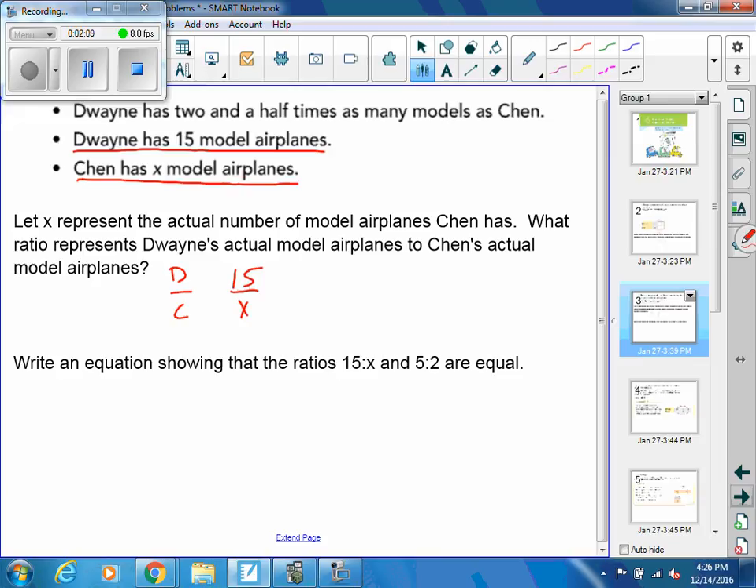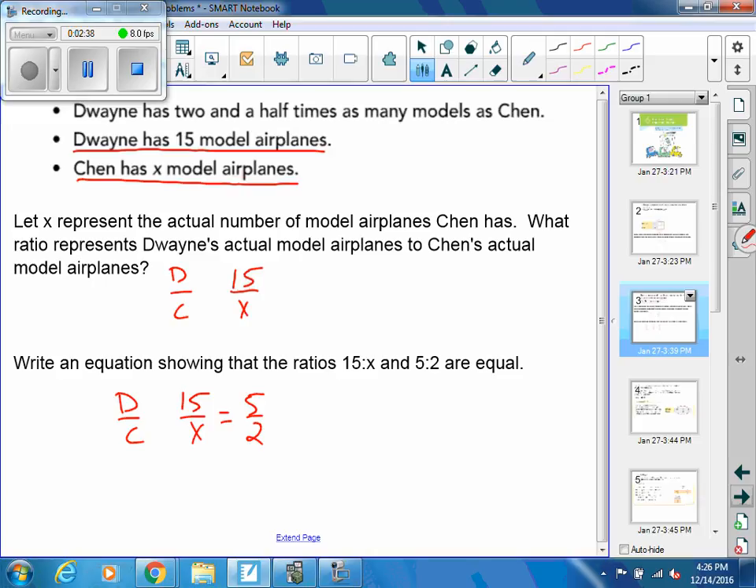So the next part says write an equation showing that the ratios 15 to X and 5 to 2 are equal. Okay, so I'm going to have 15 over X equal 5 over 2. So that would be my equation showing that the ratios of Dwayne's to Chen's actual model airplanes are equal.